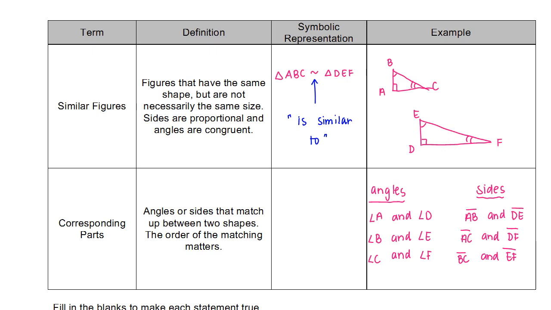Again, I have the sides and the angles from the little triangle on the left. I have the sides and the angles from the larger triangle on the right. So just like it says in the definition, the order of the matching matters. We always want to pay special attention to that.